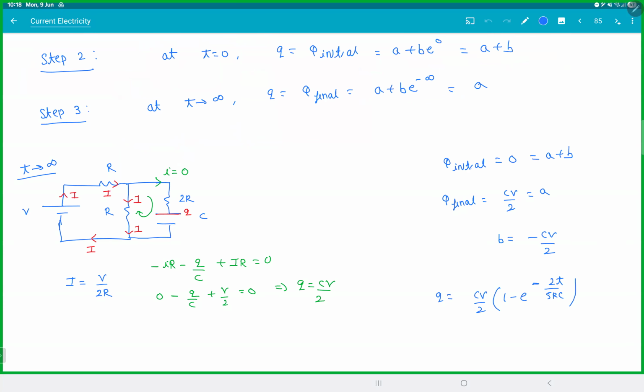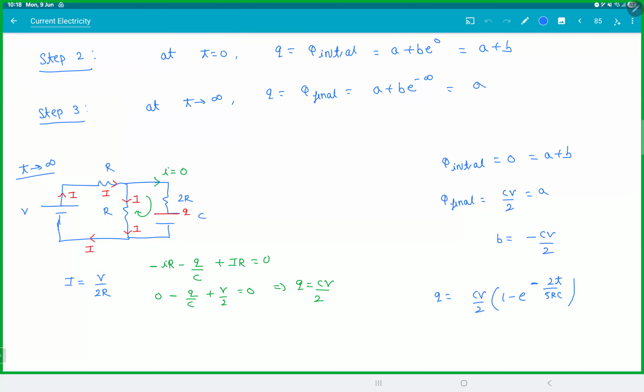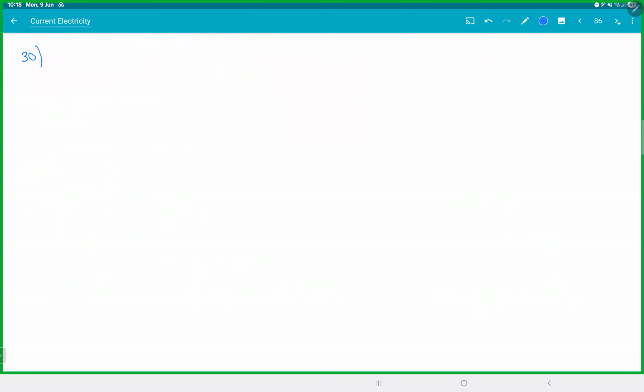This method is quite useful, it saves you a lot of time from integration and all those steps. If it is a multiple choice question, this will really help. They can ask you the time constant, final charge, and all that stuff. So using this method, let's try to solve.